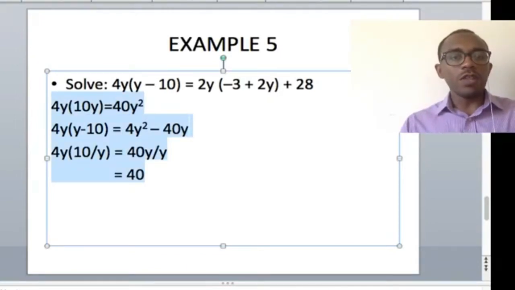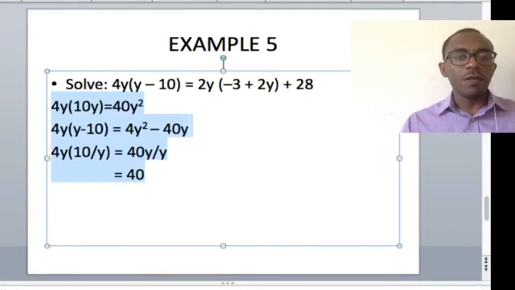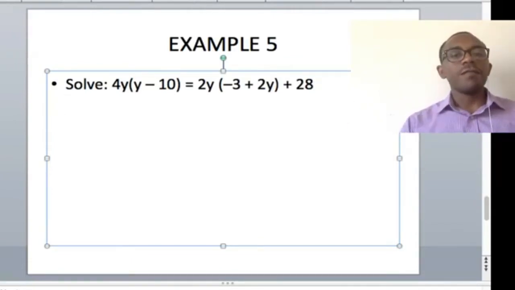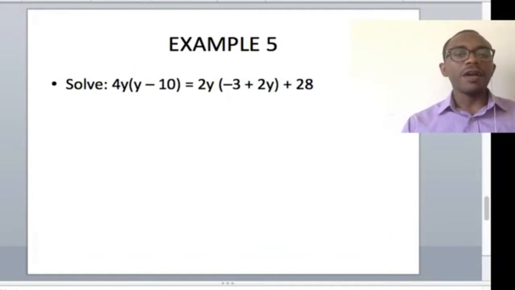So our question is related to the second one. 4y times y minus 10, which is equal to 4y squared minus 40y. So I already gave you the answer. So I'm going to let you try on your own and tell me what you think the right side will be. 2y times negative 3 plus 2y. I'll give you a few seconds to try and then I'm going to copy the answer soon.